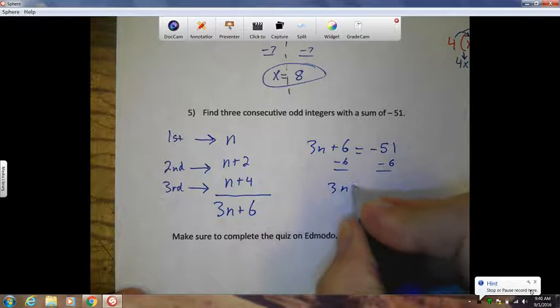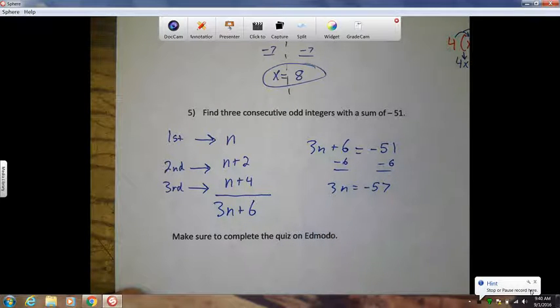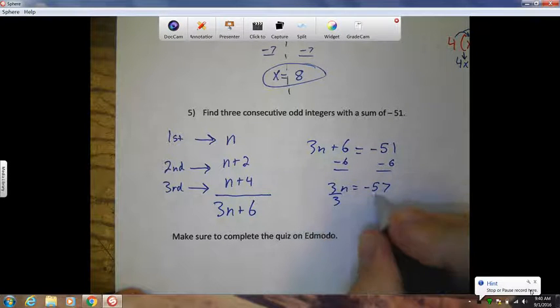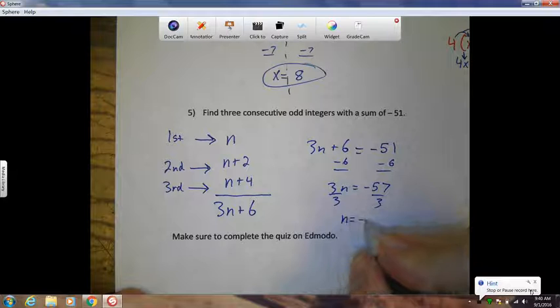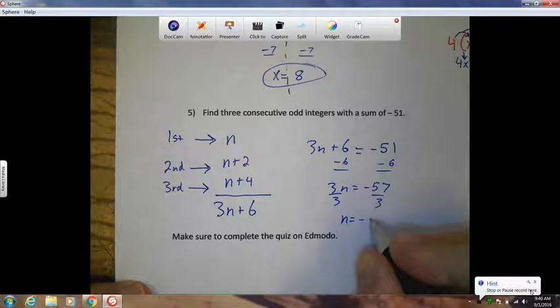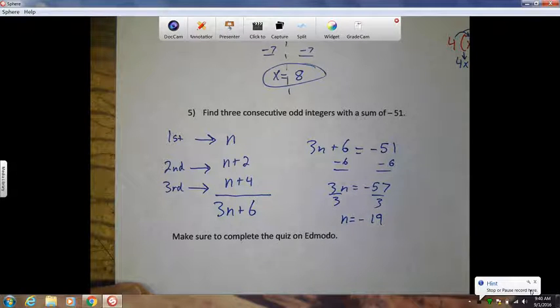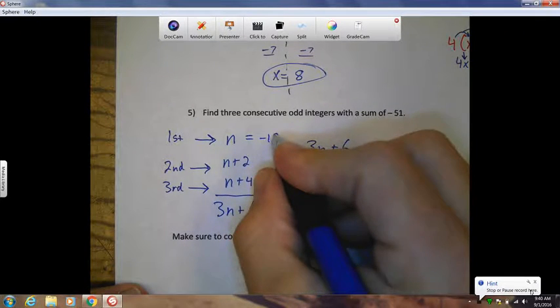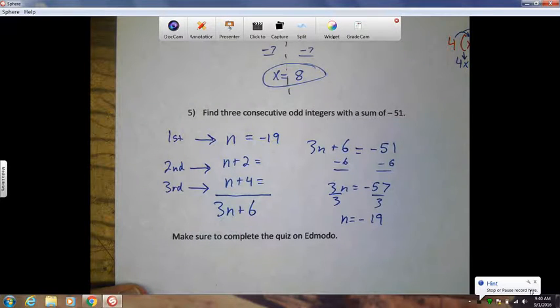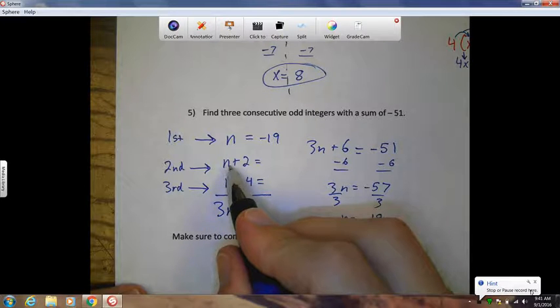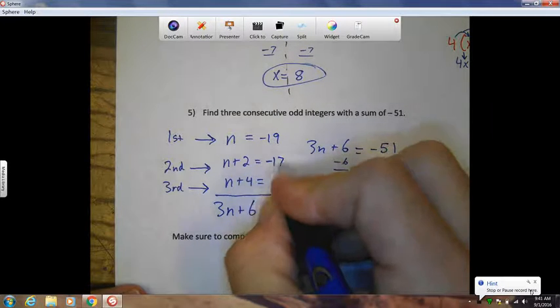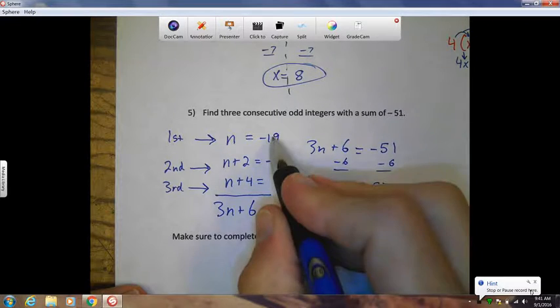So I leave my variable term till last. That's why I subtract 6 first. And I get negative 19 for n. Remember, I'm not done. I have to find 3 answers. So n, negative 19, that's my first one. Negative 19 plus 2, negative 17. Negative 19 plus 4, negative 15.